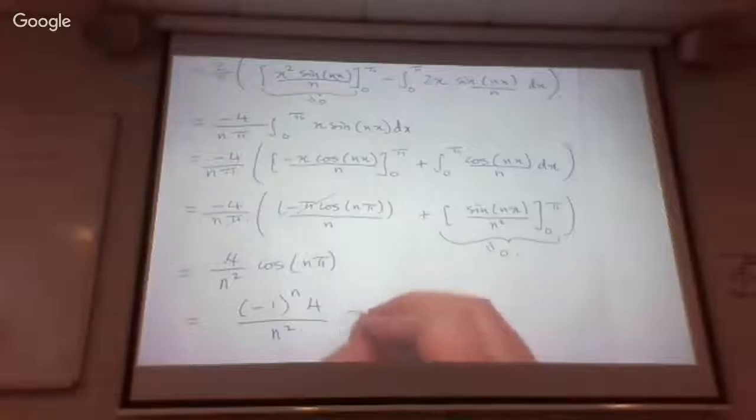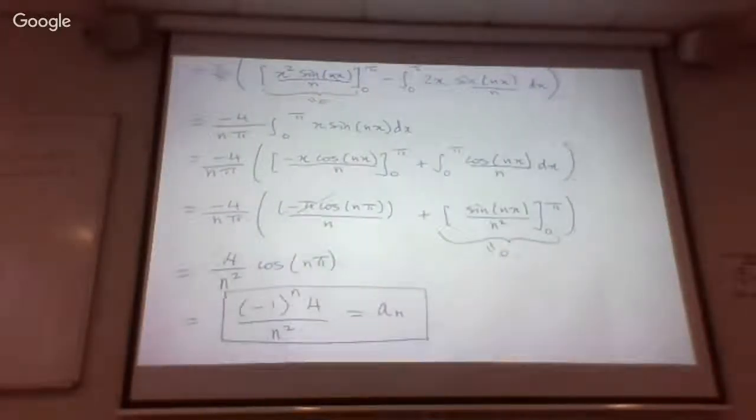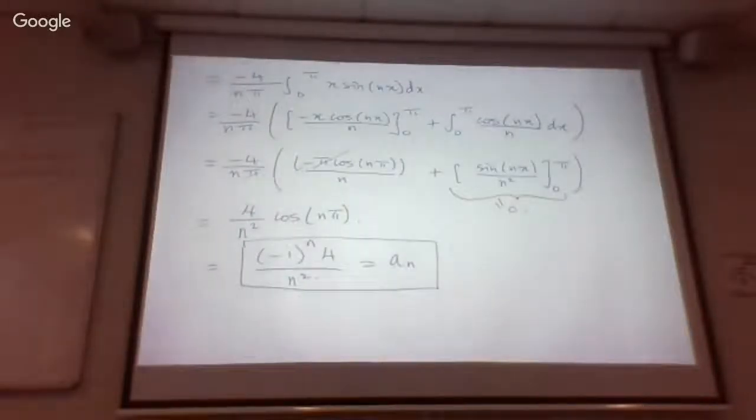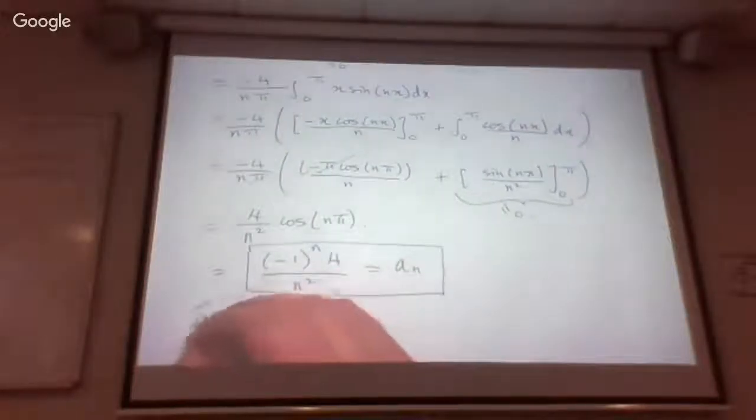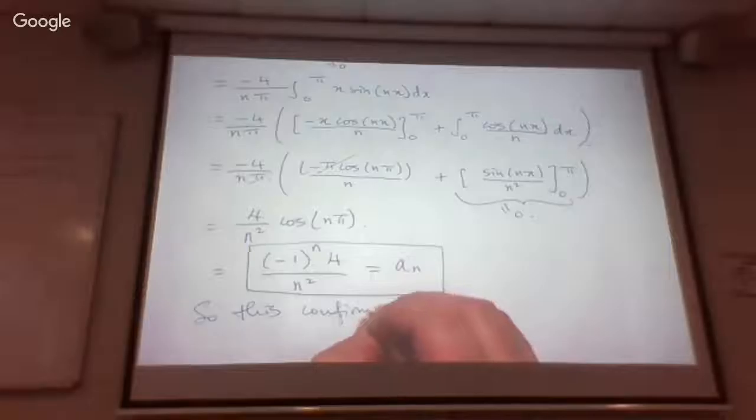What is this thing we're looking at? This is the an coefficient from the Fourier series. There's no bn to find. You know ahead of time that this is going to be 0. The function f of x equals x squared is an even function. So this confirms the Fourier series that was given in the question.